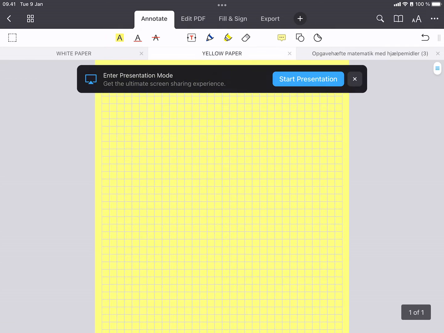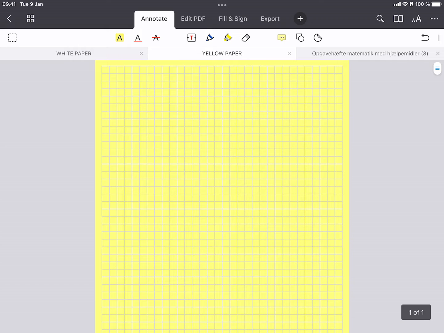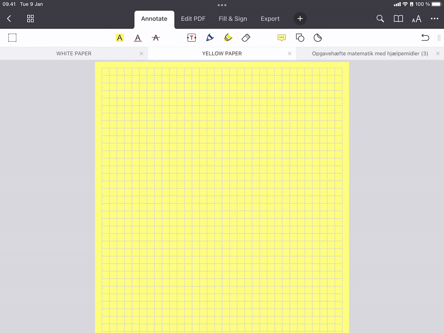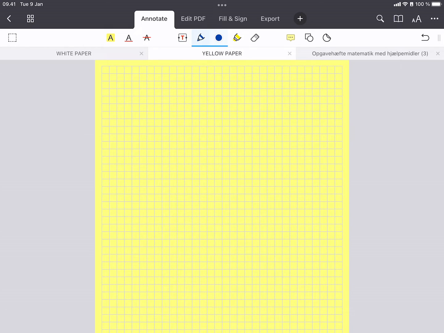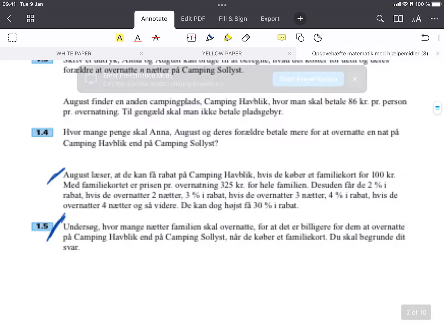Okay, so I'm just going to go over to my yellow paper here and just start doing some rough calculations. So I'm going to do 2 columns here. So what, oh gosh, what were they called?